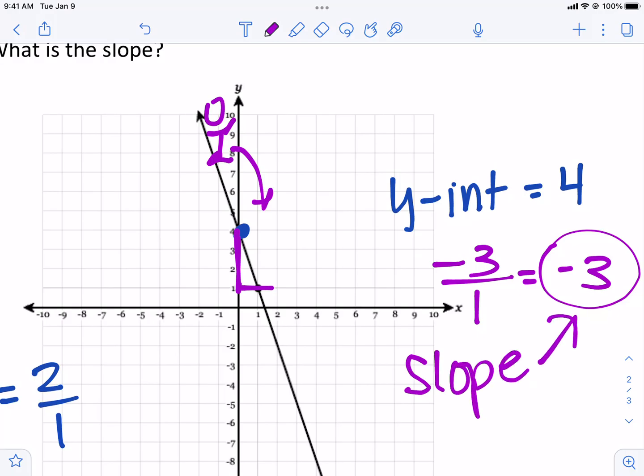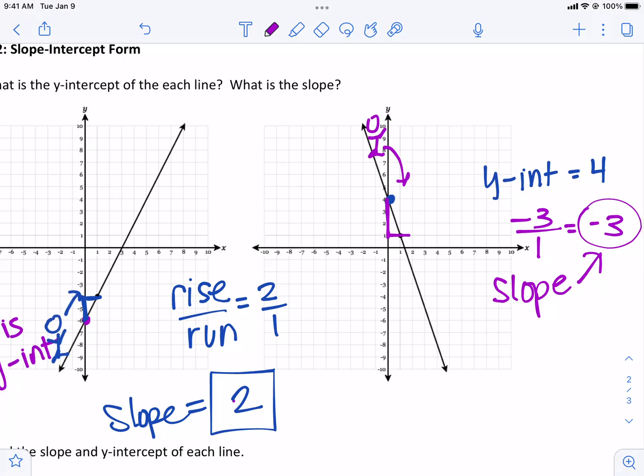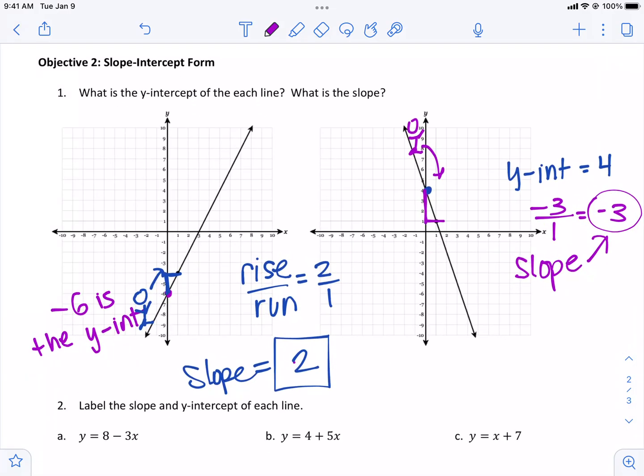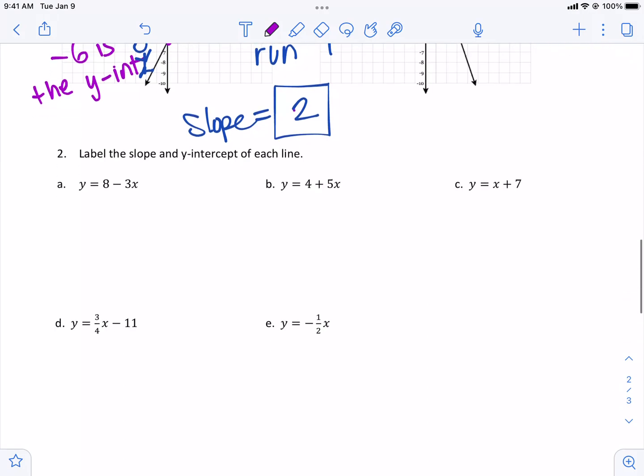So in the assignment today, which is on Delta Math, you're going to practice graphing. You'll be given a slope and a y-intercept. Start at the y-intercept and then graph the slope. If it's positive slope, go up. If it's negative, go down, but then you're always going to go to the right. Okay? And lastly, can you label the slope and the y-intercept of each line?